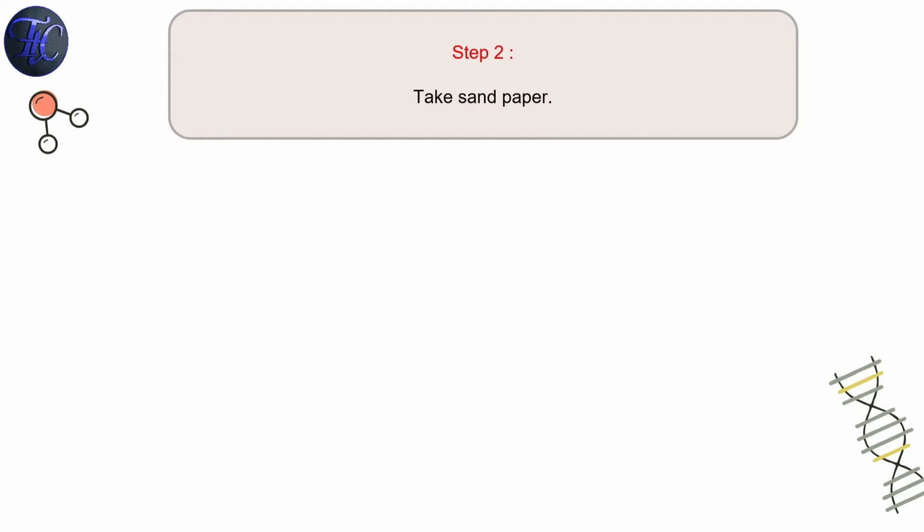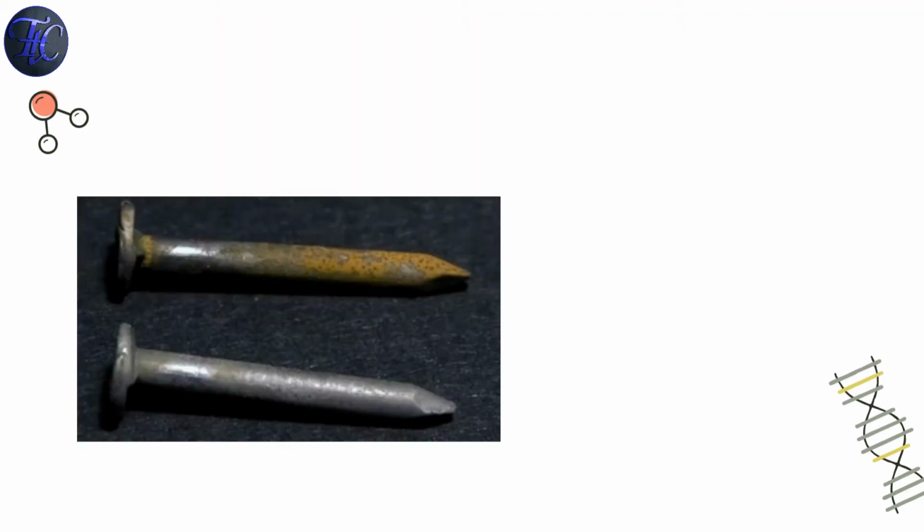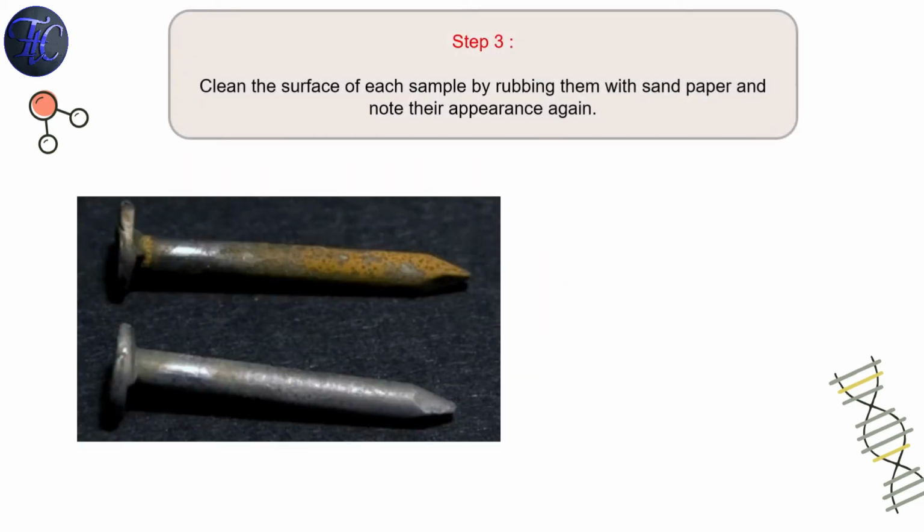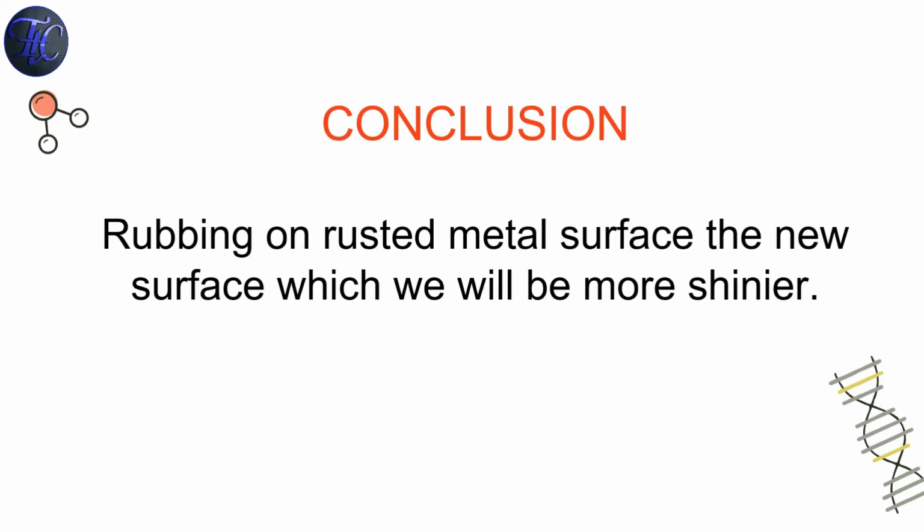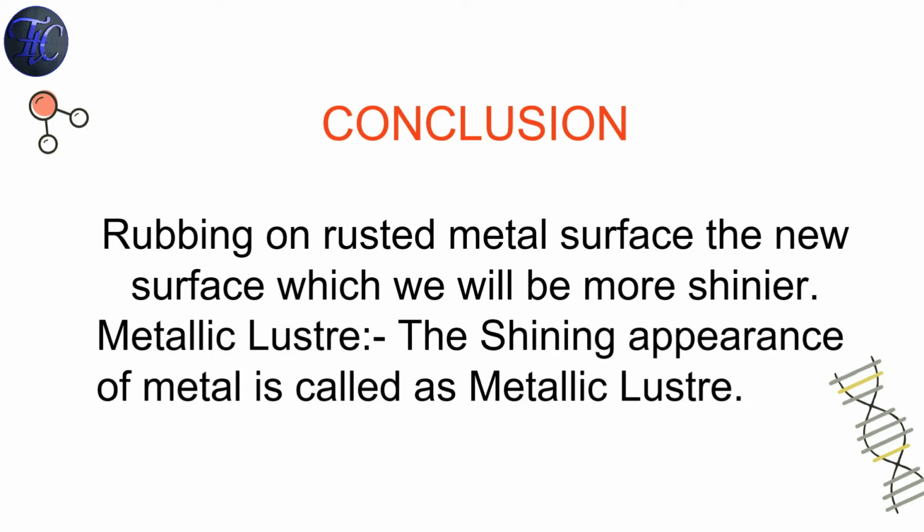The second step is to take sandpaper. You know sandpaper, by which we can rub the dust off. Now the third step is to clean the surface of each sample by rubbing them with sandpaper and note their appearance again. So the conclusion of this activity is that on rubbing a rusted metal surface, the new surface we get will be shinier. So this is the property of metallic luster. The definition of metallic luster is that the shining appearance of a metal is called metallic luster.